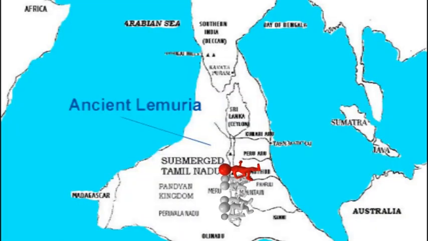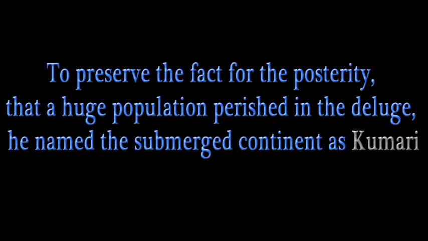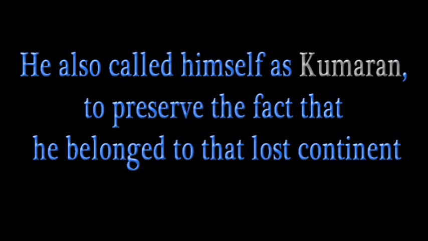He, along with the survivors of the deluge, migrated to ancient Lanka. To preserve the fact for posterity that a huge population perished in the deluge, he named the submerged continent Kumari, which is the abbreviation of the phrase, the place where a huge crowd of people perished. He also called himself Kumaran to preserve the fact that he belonged to that lost continent.